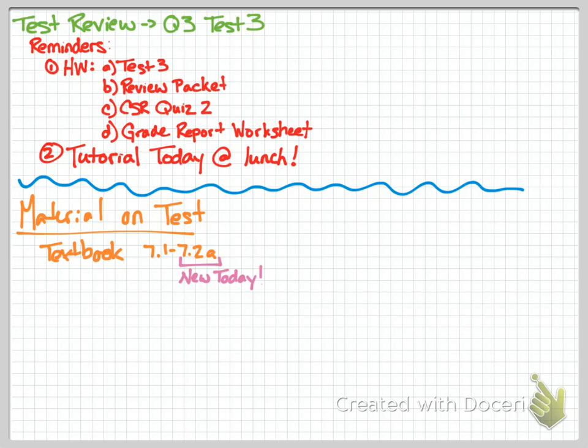Alright, material on the test. First is the textbook, 7.1 to 7.2a, and 7.2a is what we're doing today in class. 7.1 is percents, the introduction of percents. Then you've got 8.1 and 8.2, which is about proportions, and we're going to review that again today in this demonstration. And then 5.2 and 5.7 are all dealing with decimals.